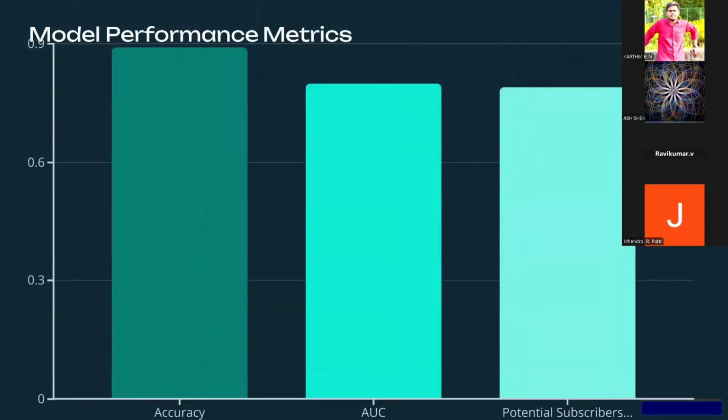Model performance metrics: accuracy. The first bar on the left is the tallest, suggesting the model has high accuracy, close to 0.9. AUC, area under the curve: the bar is slightly shorter than the accuracy bar, indicating a strong AUC value, probably around 0.8. The third bar, about the same height as the AUC bar, may represent how well the model's predictions capture potential subscribers, also around 0.8.